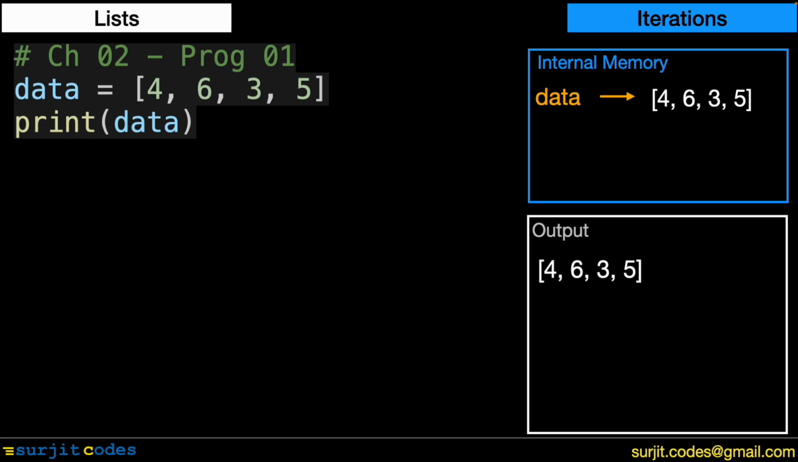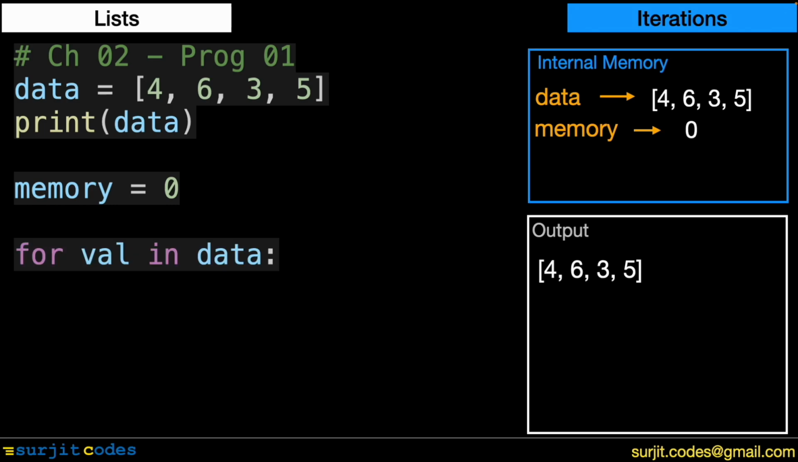Let us write a program to find the sum of squares of these 4 numbers. Before we start processing the data, we store 0 in a variable that we name as memory. This is like clear memory that we perform on a calculator before any summation. The for statement extracts items of data one by one and saves them in a variable val each time. Val is known as the loop variable whose value is 4 in the first iteration.